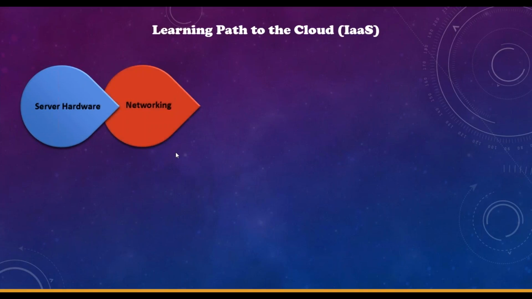And you should know the networking, the basics of networking. I bet you all know it or you are all good at it, but still it's my duty to tell you: you should know the basics of networking.